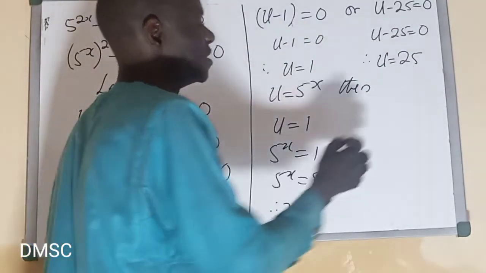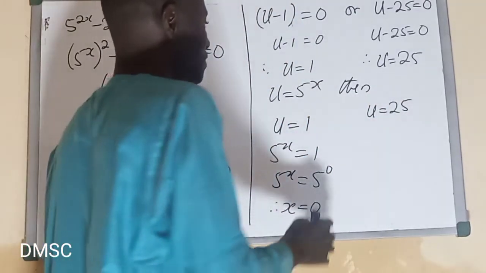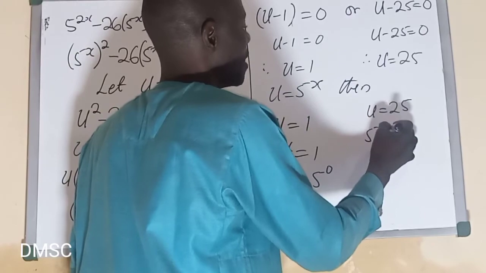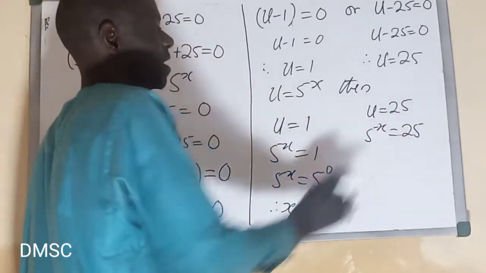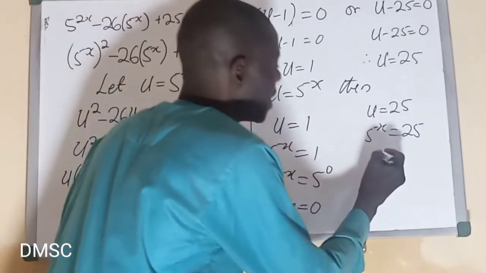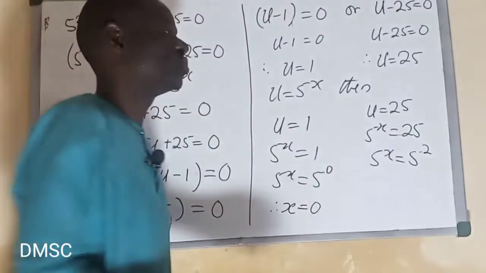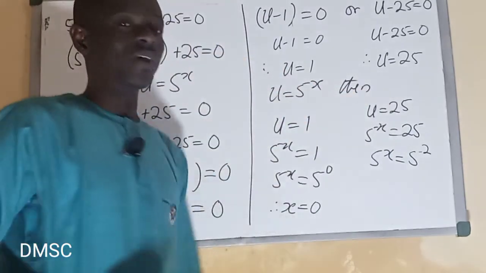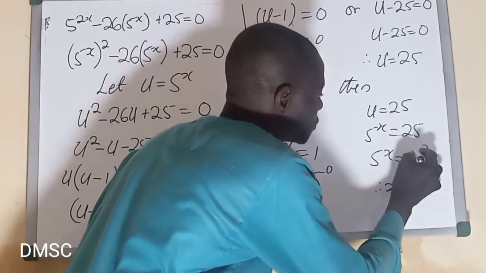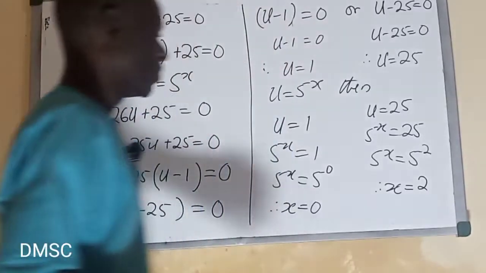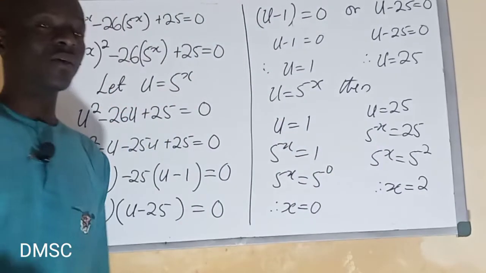Or u = 25. We have 5^x = 25. We replace this u with 5^x. From here we have 5^x = 5^2, because 5 squared is 25. Therefore x = 2. So we either have x = 0 or x = 2. Either of them will satisfy our equation.